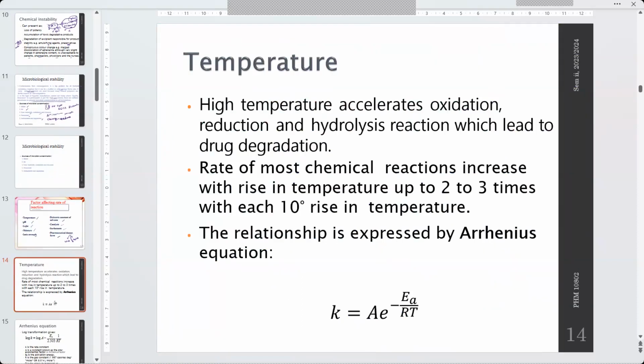First factor is the temperature. Usually, the higher the temperature, the faster the rate of reactions. Most reactions, especially endothermic reactions that absorb heat when they happen, the more heat you provide, the higher the rate of reaction. So high temperature accelerates reactions that cause degradation of the active ingredient, like oxidation, reduction, and hydrolysis reactions. The rate of most chemical reactions increases up to 2 to 3 times, can even increase 2, 3, or 4 times, with each 10 degrees rise in temperature.